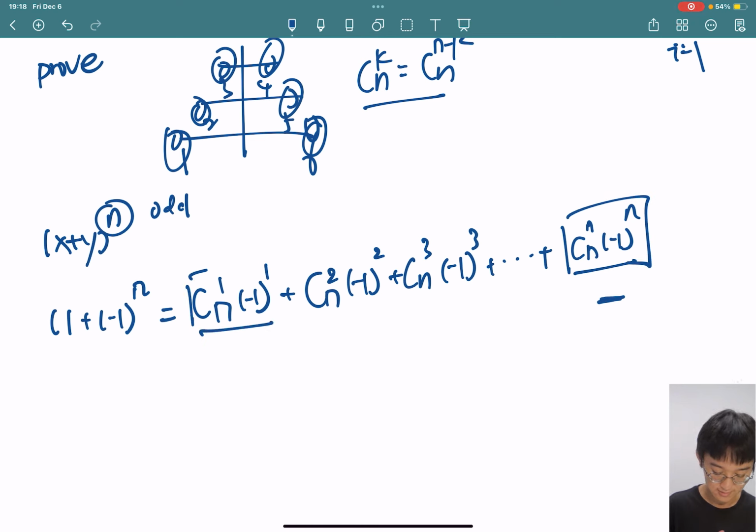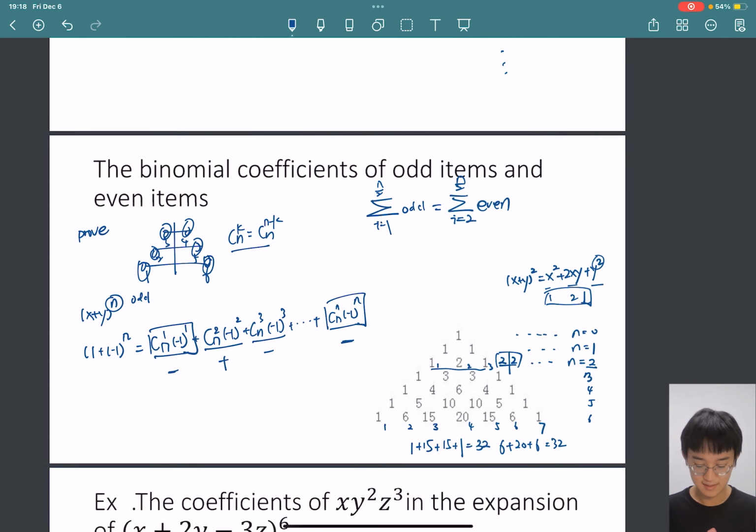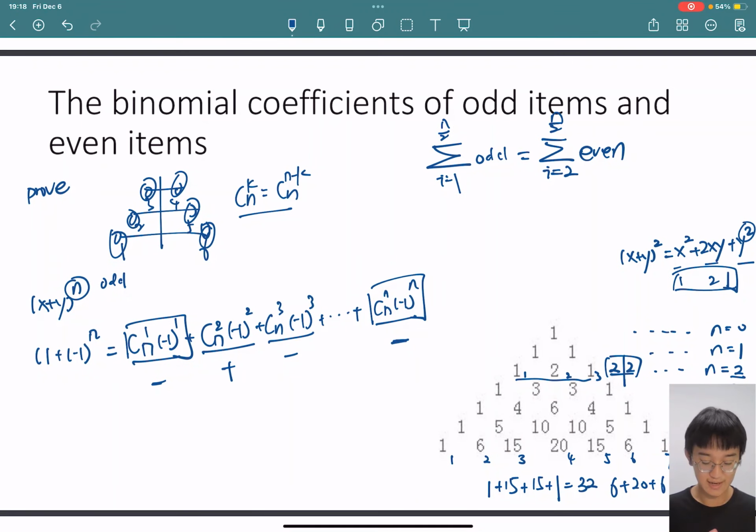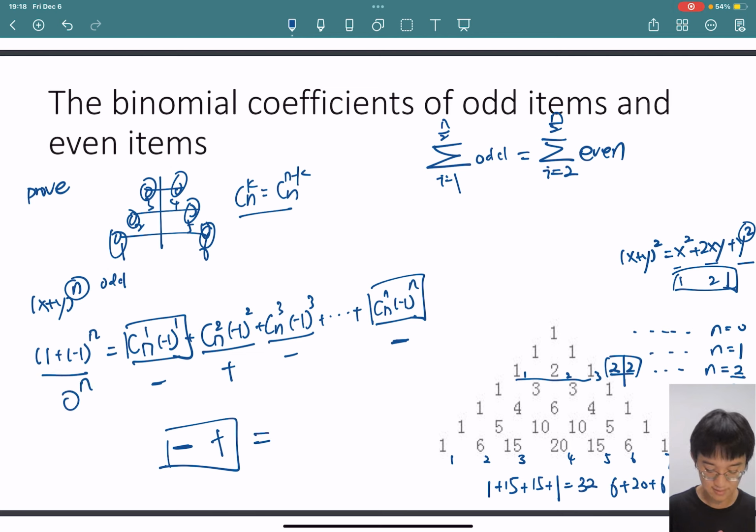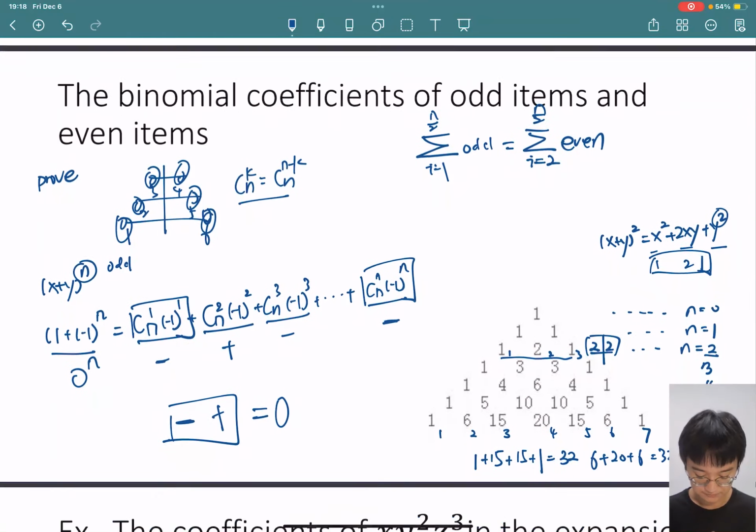And we know n is odd, so the last term must be negative. The first is also negative, but the second is positive, and the third is negative. So we find that the odd items are always negative and the even items are always positive, and the total is 0 to the power of n, which is 0. So we can say the sum of odd items is equal to the sum of even items. So this is a very easy proof.